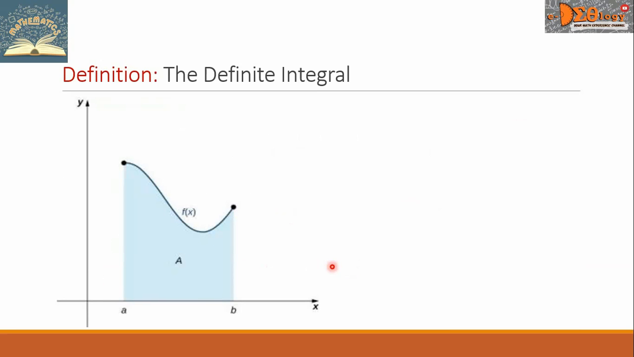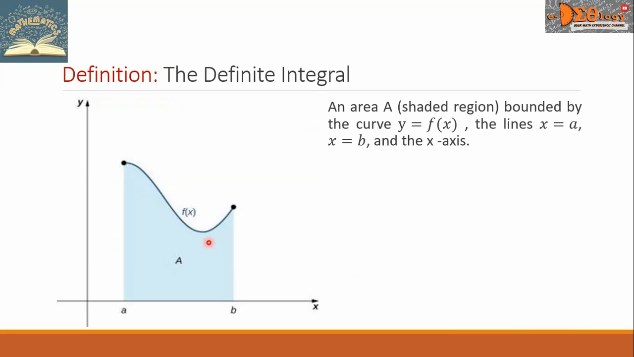For illustration, we have this figure. The area A, the shaded region, is bounded by the curve y = f(x), the lines x = a and x = b, and the x-axis.